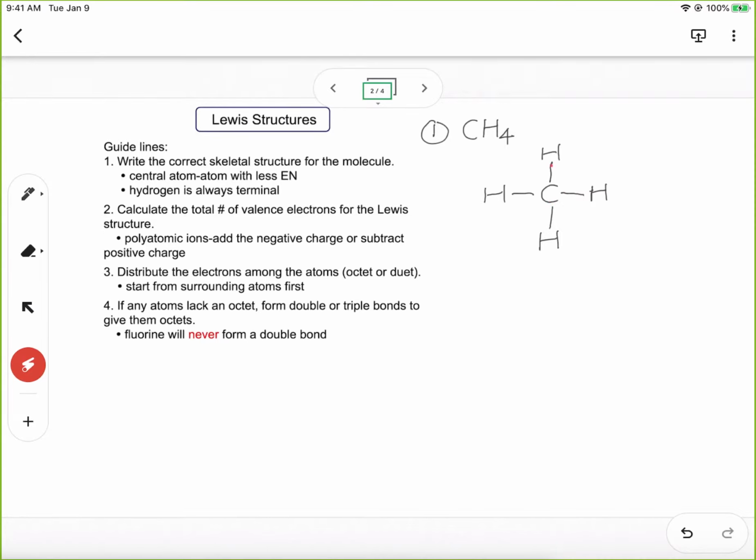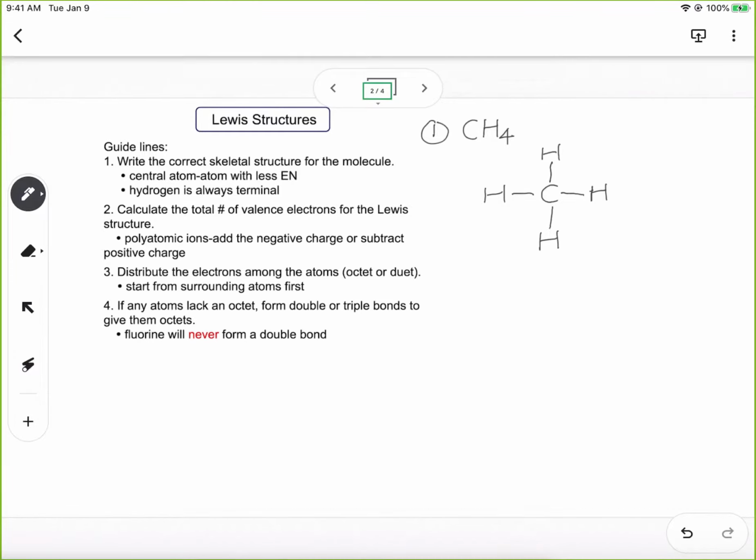Okay, so drawing single bond, it's gonna be the second part of step 1. Now the skeletal structure is finished. We can go to the step 2. Calculate the valence electrons for the Lewis structure.